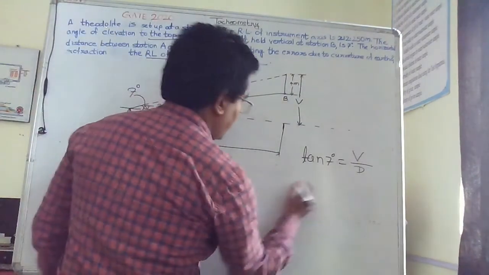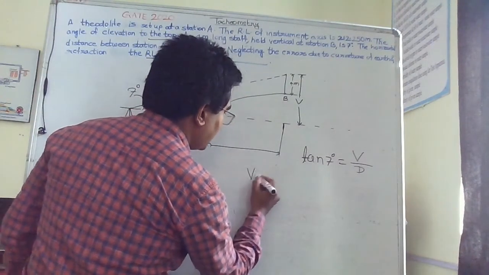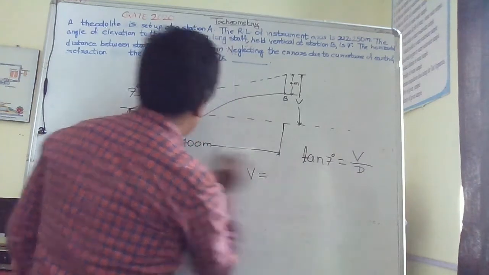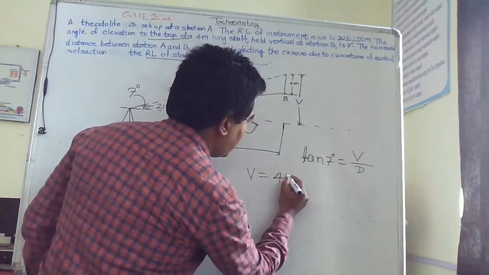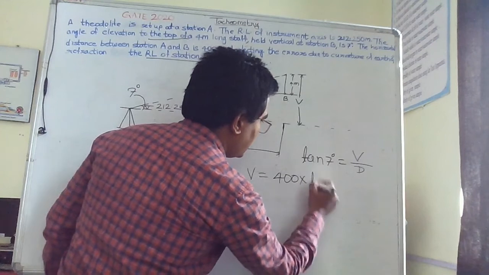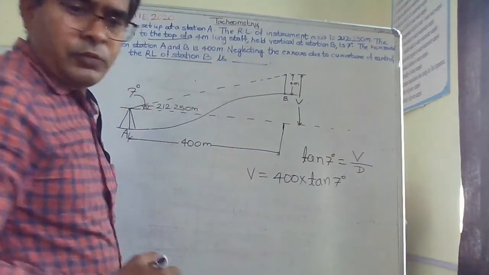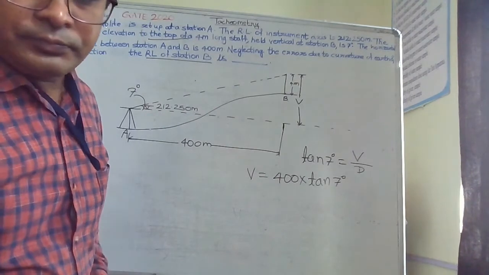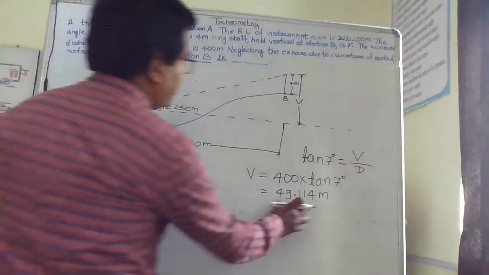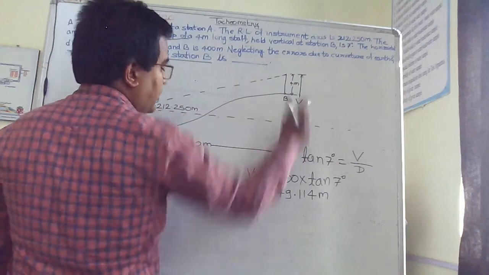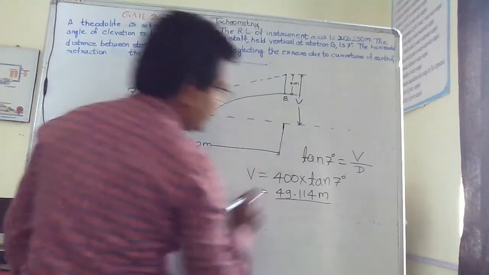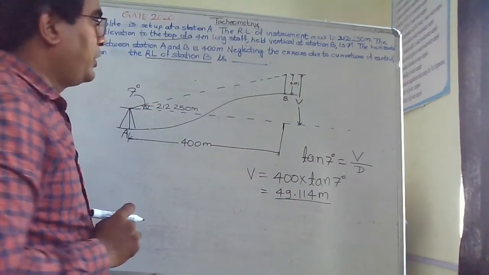Therefore, here we can determine this vertical distance V. V is equal to, D is given here, the horizontal distance is 400 into tan of 7 degree. Okay. So here we have found it out as 49.114 meter.